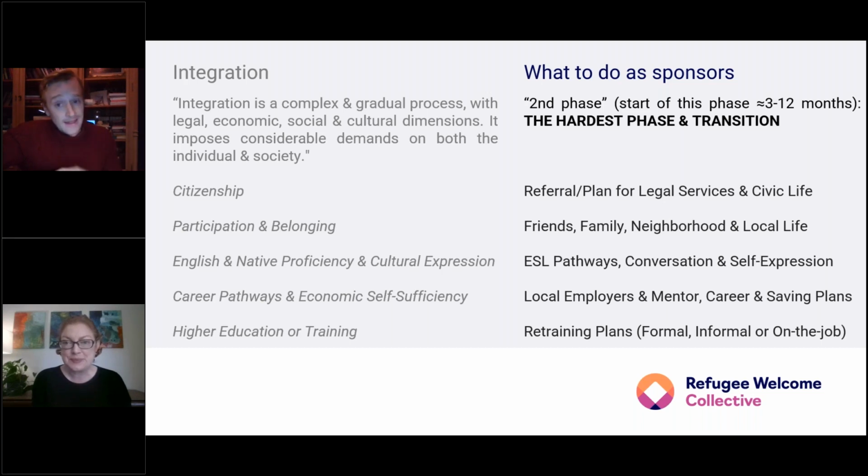So the path to citizenship is a long one, but you might be offering referrals or helping refugees know what their plans are for the additional legal services that they might need for their legal status. You might be connecting them to new friends, bringing their families together, helping them learn their neighborhood, helping them learn the opportunities in the local area that match their interest. This will help them find the paths that longer term will lead to greater participation and belonging.